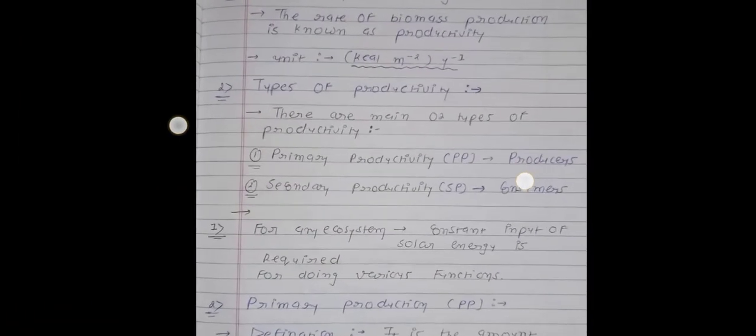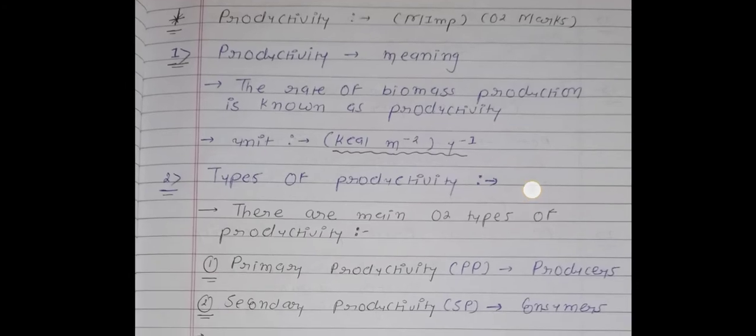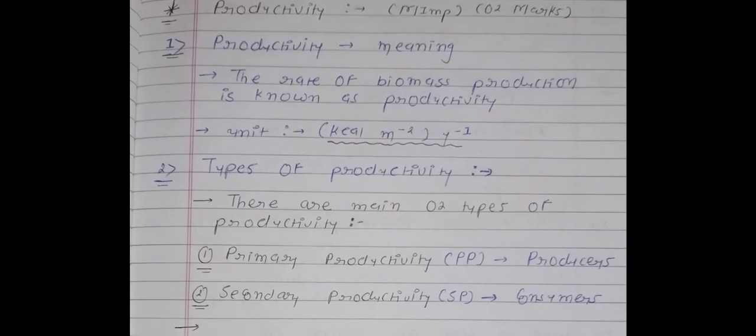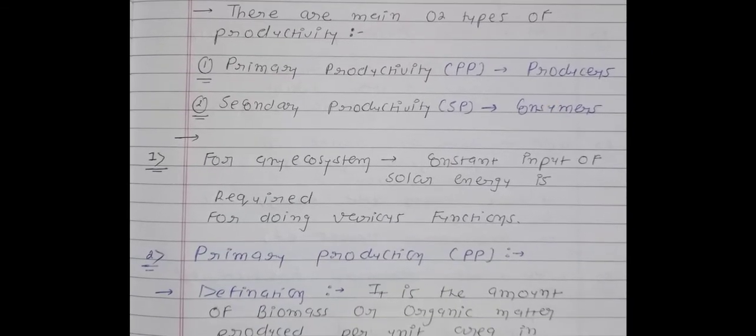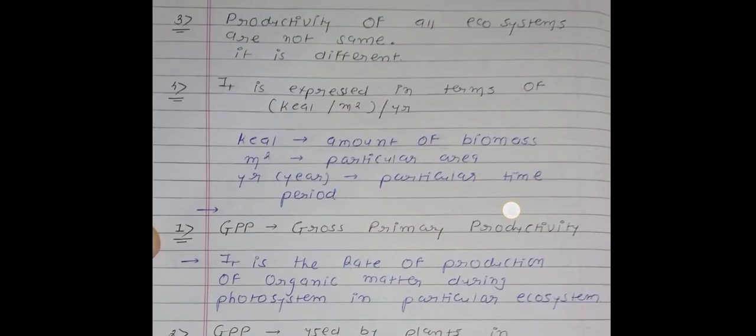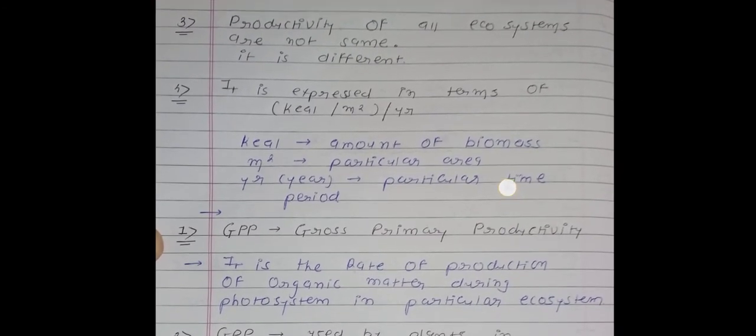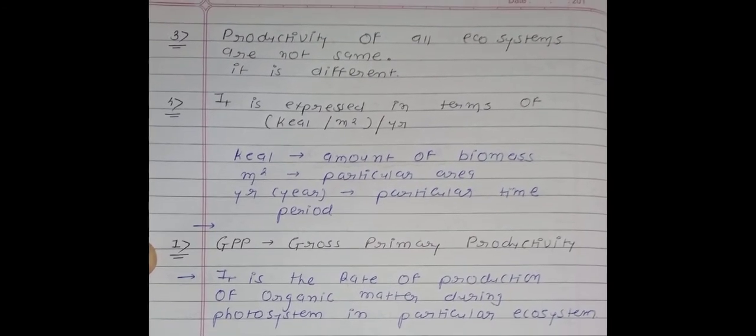So see again, first point, what is the meaning of productivity? The rate of biomass production is known as productivity. Unit measurement will be kilocalorie per meter square per year. Types, 2 types. For any ecosystem, solar energy is required. Primary production, primary productivity definition is there. Point number 3, the amount of productivity of all ecosystems is different.